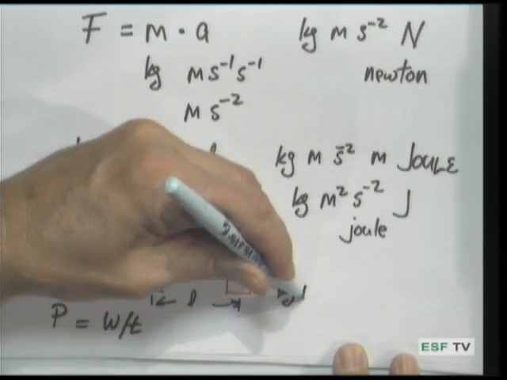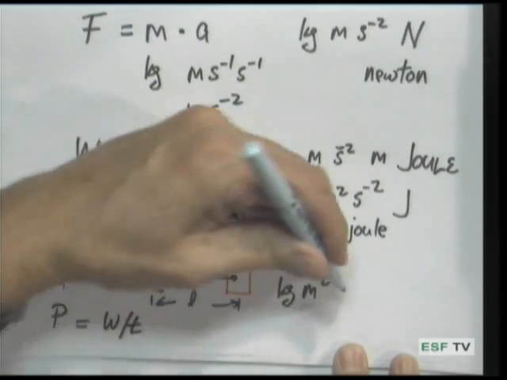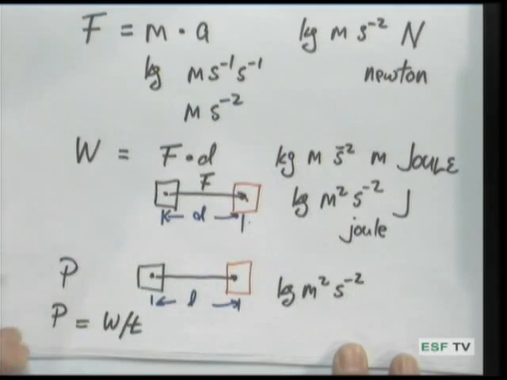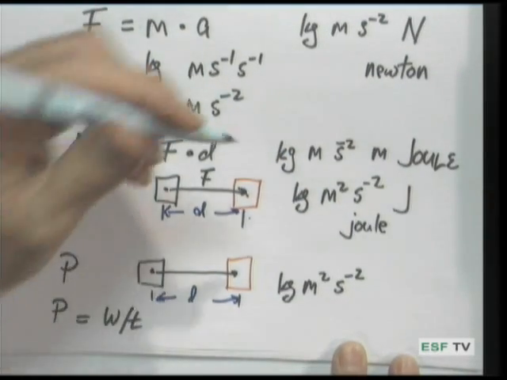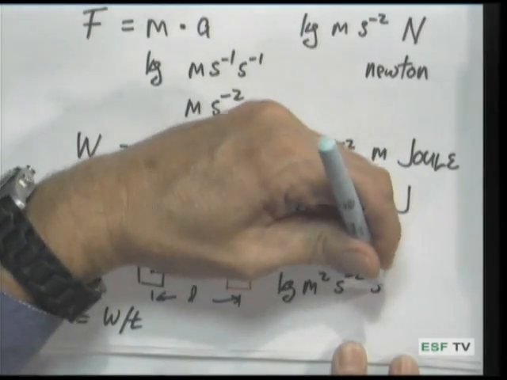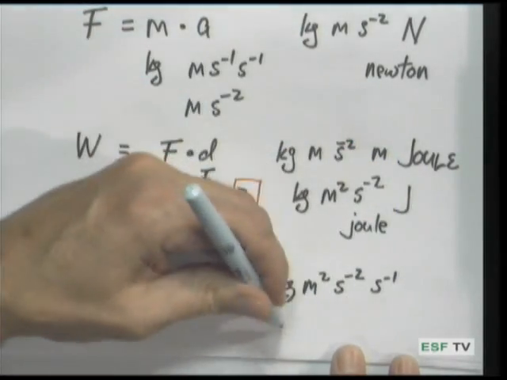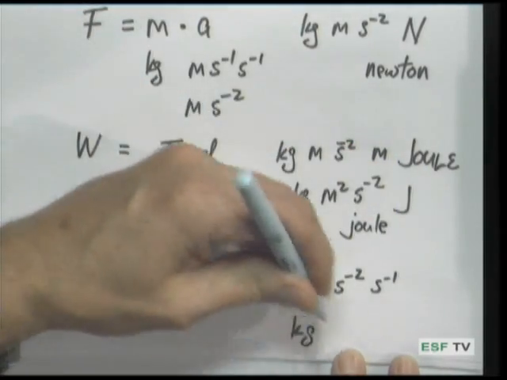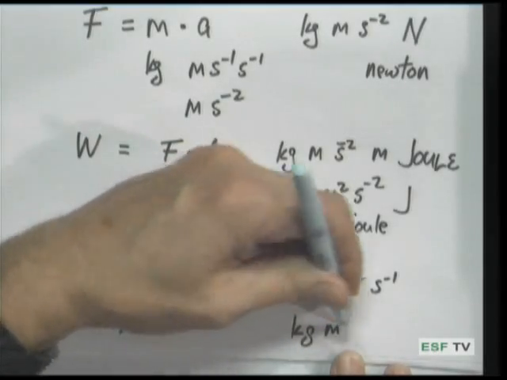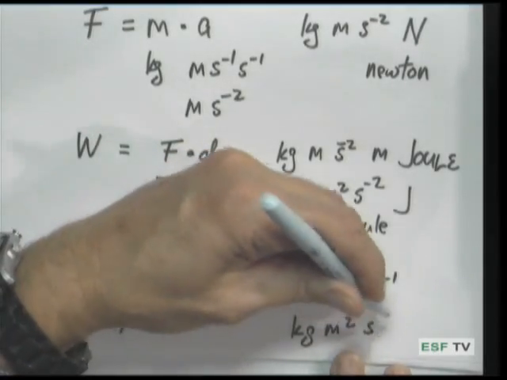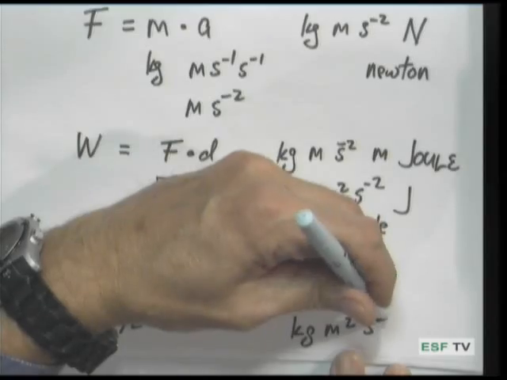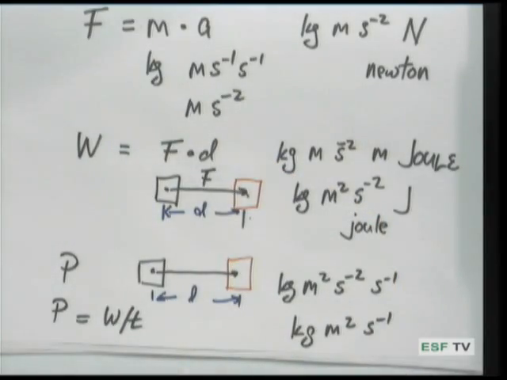And now we have our units of work, kilograms meters squared per second squared. But now we divide that by time. And what we end up with is units that have these properties: kilograms meters squared per second cubed. Okay, and that is a measure of power.